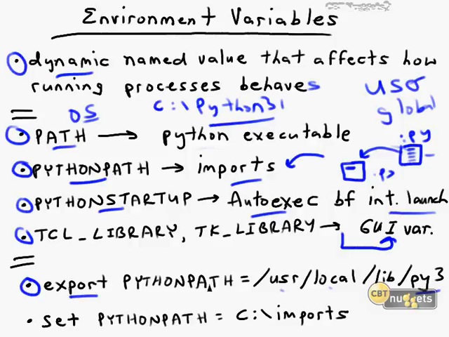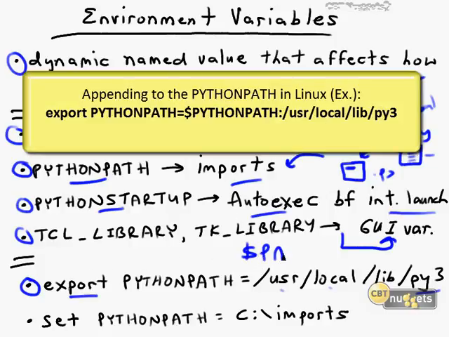Well, if I just ran this export command, I'm going to overwrite my existing PYTHONPATH. So typically, when you're appending to a path in Linux, what we'll do is simply write export PYTHONPATH equals, and then we'll pass in the $PATH environment variable, colon, and then we can add our new directory.